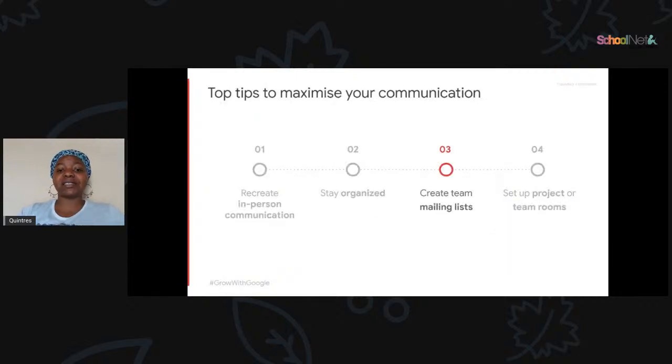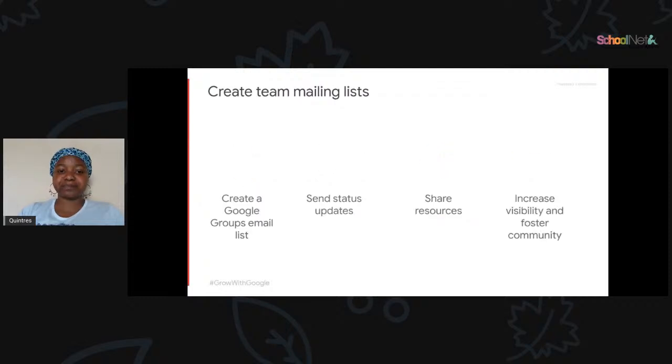Now, we will look at step three, creating team mailing lists. You can improve communication by creating your team mailing list. You can create a Google group list, such as teams@google.com or sales@google.com. You can send your status updates to your group. You can CC the group into your emails. You could share resources, increase visibility, and foster a community within your organization.